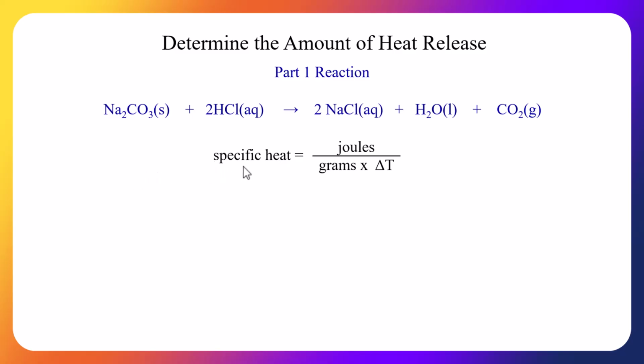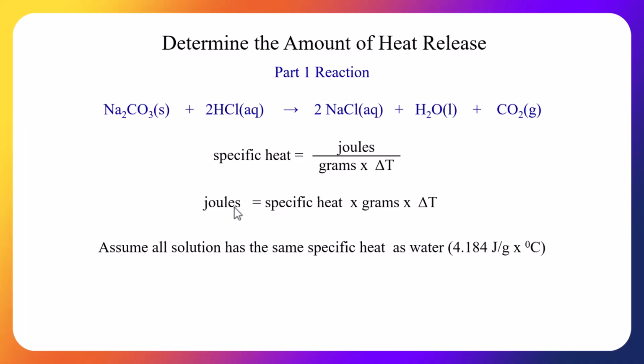As you know, specific heat equals joules over grams times delta T. If we isolate the joules, joules would equal specific heat times grams times delta T. This is for the water.